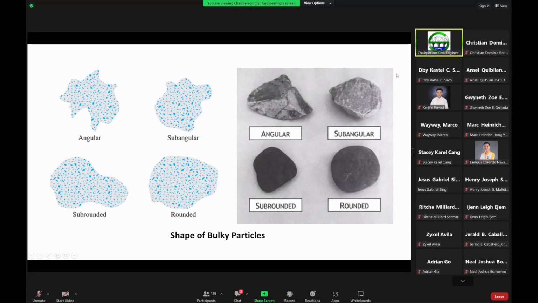Just an illustration of that. This is what we mean by angular, subangular, subrounded, and rounded particles. And in actual, this is how we see them. This is angular, subangular, subrounded, and you have the rounded. This we usually like to play around.